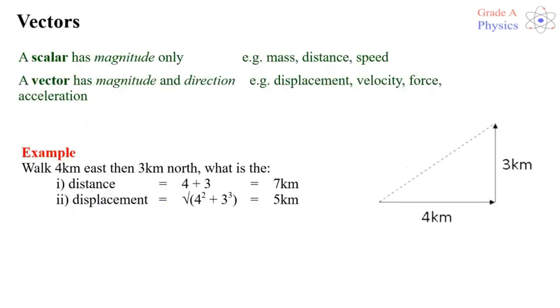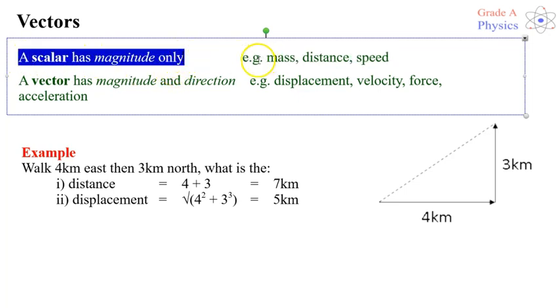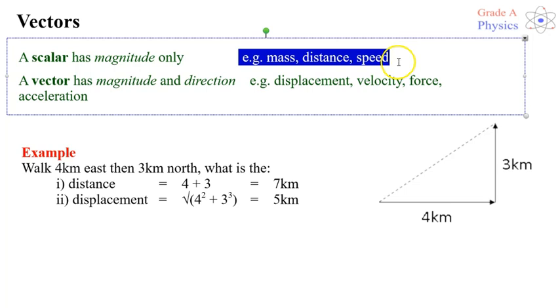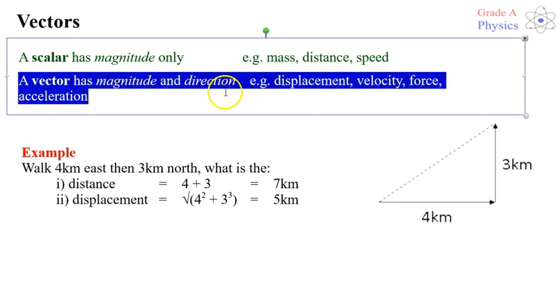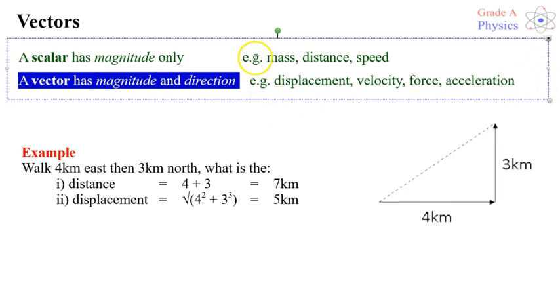Right, let's get stuck into vectors. Vectors you will know from GCSE, hopefully. We've got scalars and vectors. A scalar has magnitude only, by which we mean it's only got a size. So mass, distance and speed: there is no direction for these quantities. A vector has a magnitude and a direction. So for example, displacement, velocity, force, acceleration.